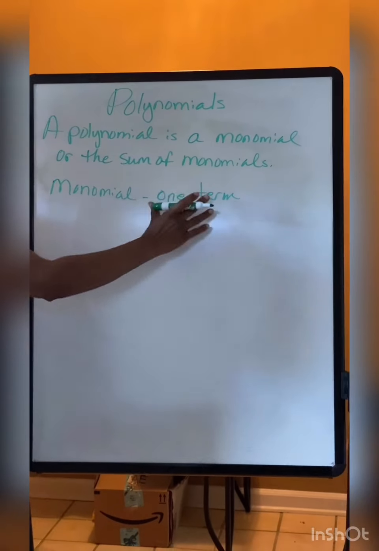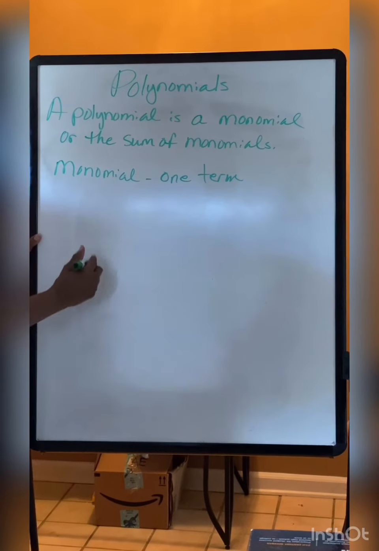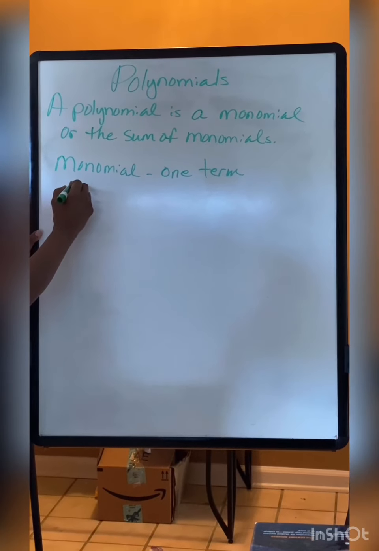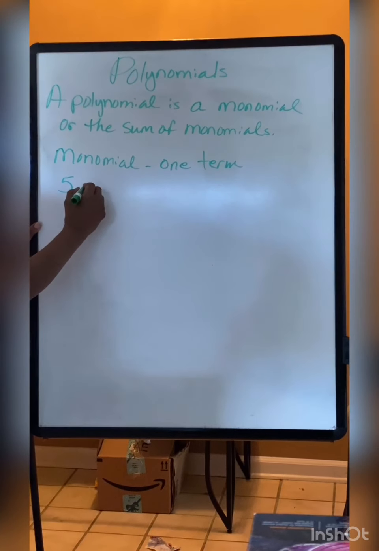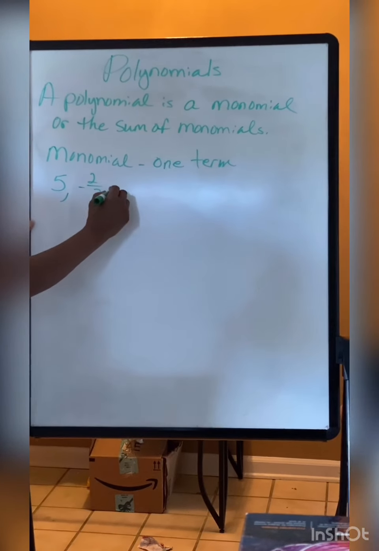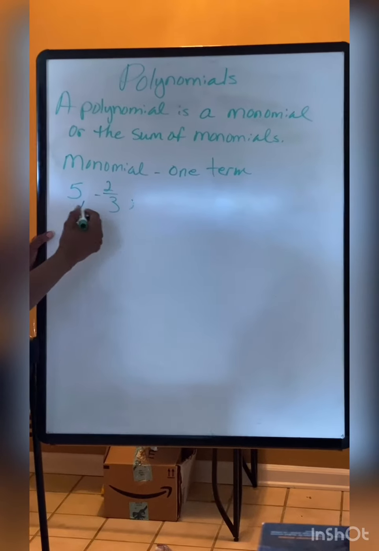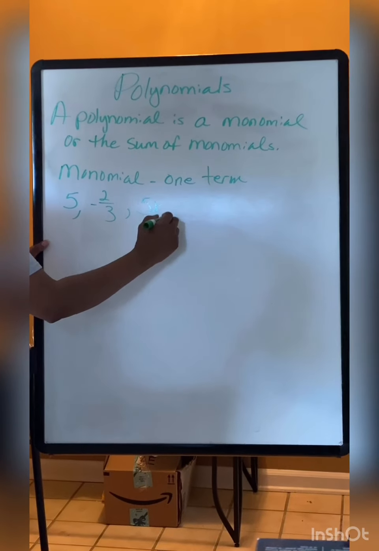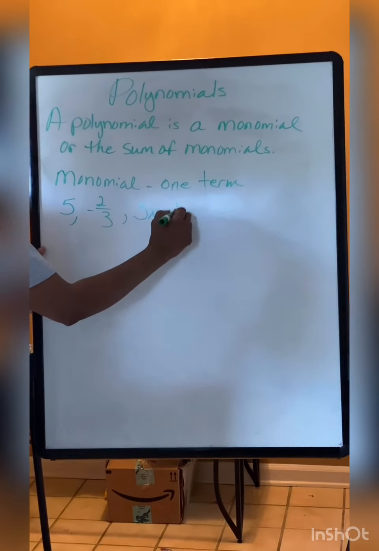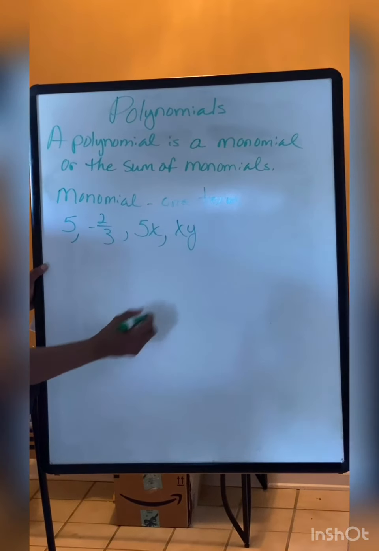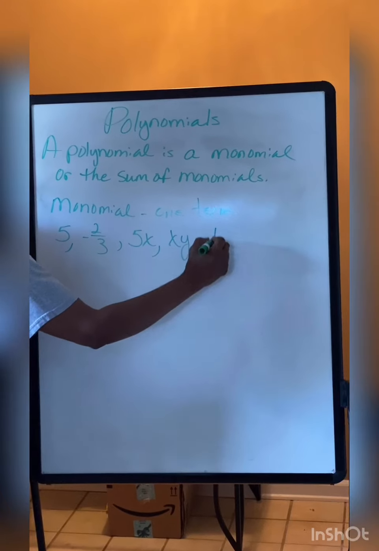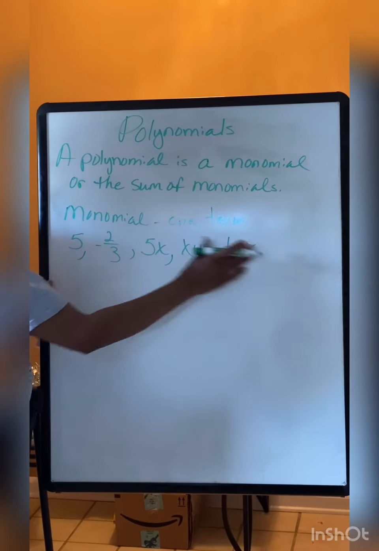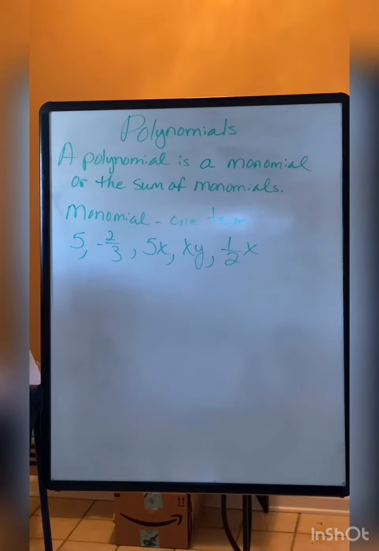So, some examples of what a monomial may look like. A monomial may be just a number. A monomial could be the product of a number and a variable, or it could be the product of variables. All of these are examples of monomials, okay?